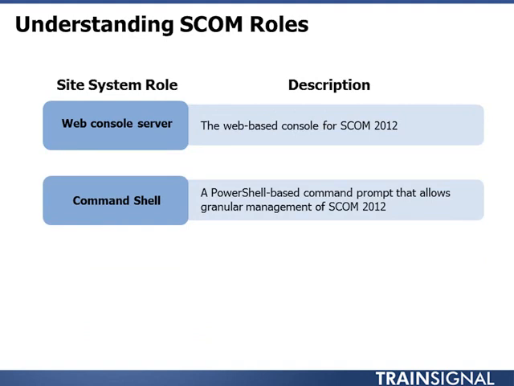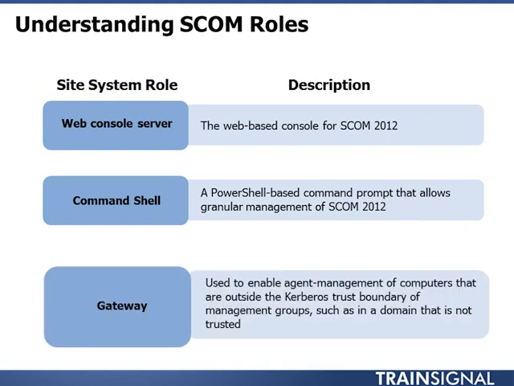Now, not everything you want to monitor is going to be inside the Windows trust zone. In order to monitor things outside the environment, that's where a gateway server comes into play. This allows agent management of computers that are outside the trust zone of the local Active Directory group. For example, you may want to monitor items in an untrusted domain. You can use a gateway to accomplish that goal.